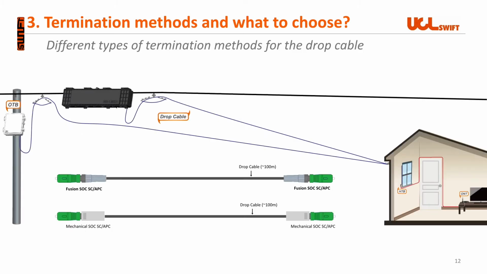The drop cable connectivities are shown here, one with the drop cable terminated by fusion splice-on connectors and the other with mechanical splice-on connectors. Normally, the distance from the pole to home is around 100 meters.